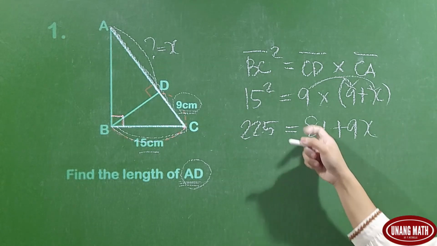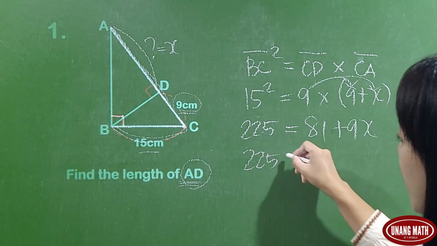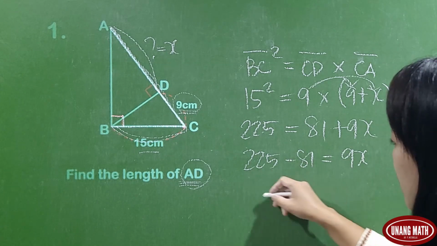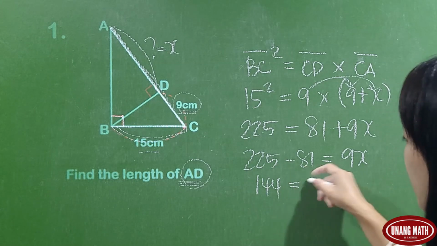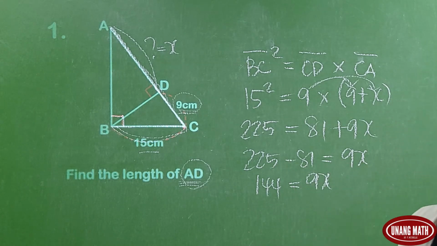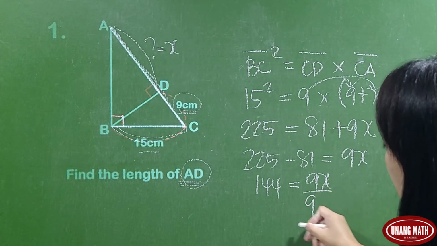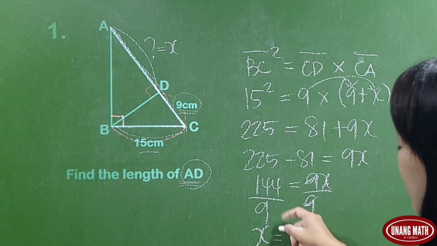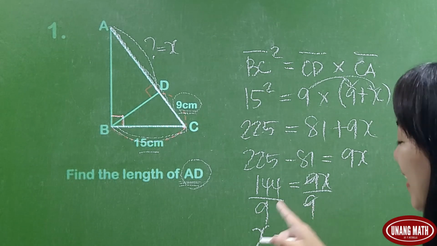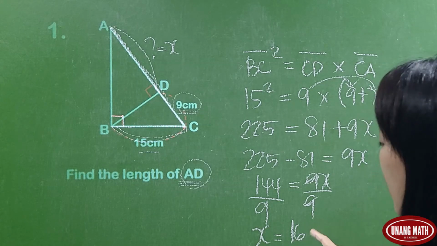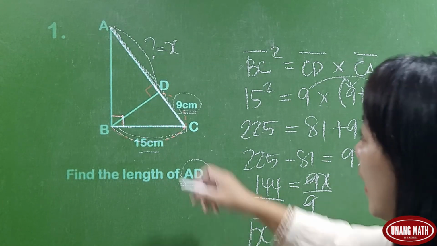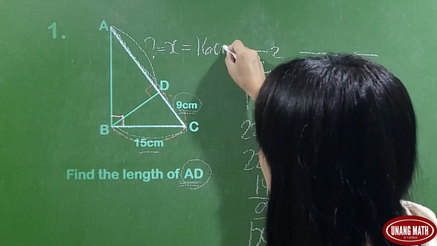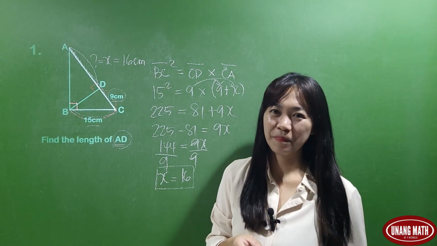Let's subtract 81 from 225. So 225 minus 81, and we only have 9x on this side. This is now equal to 144 is equal to 9x. And finally, to find the value of x, we will be dividing both sides by 9. So x is 144 divided by 9, and that would be equal to 16. So segment AD is equal to 16 centimeters.